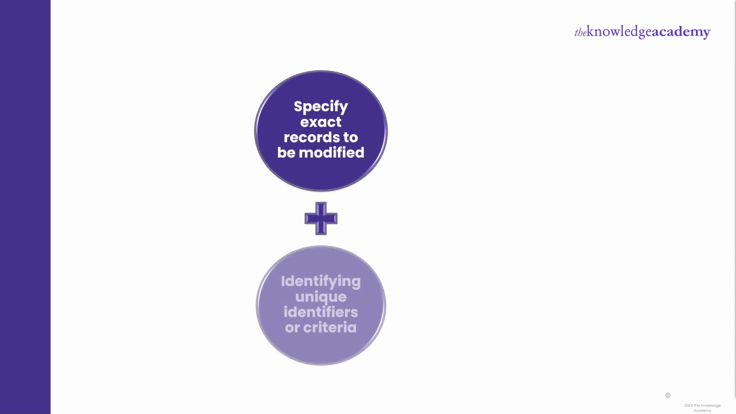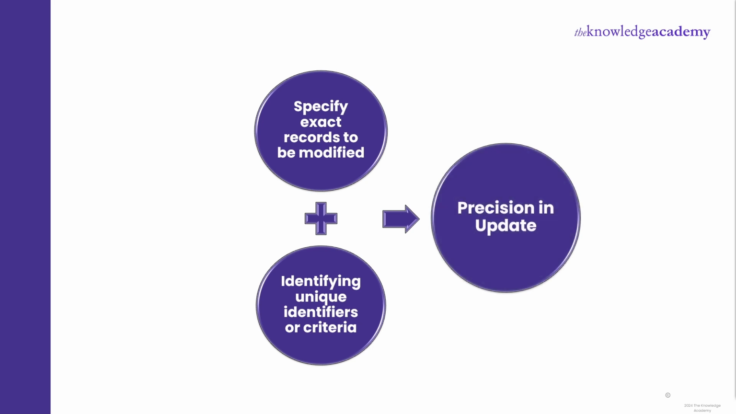When we talk about precision in update statements, we're referring to the ability to specify exactly which records should be modified. This involves identifying unique identifiers or criteria that differentiate the records we want to update from others in the database. By being precise in our update criteria, we minimize the risk of unintended changes and maintain data integrity.